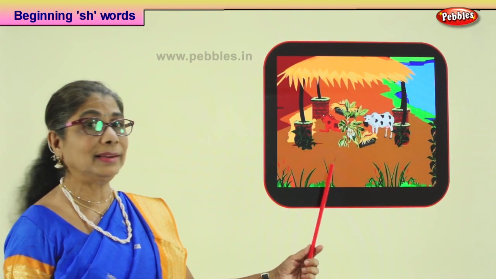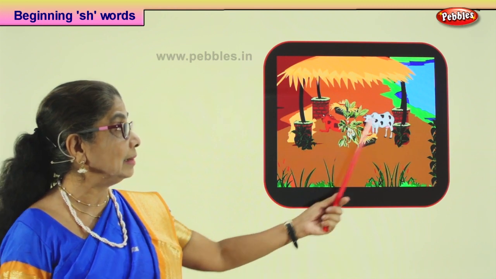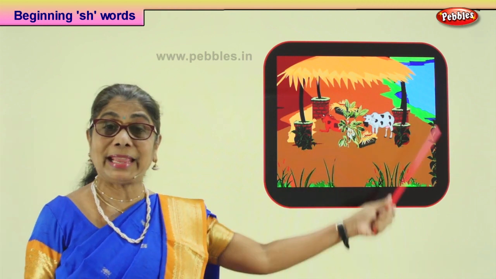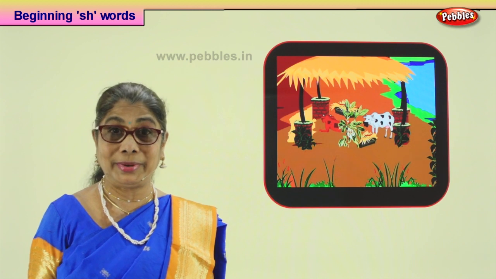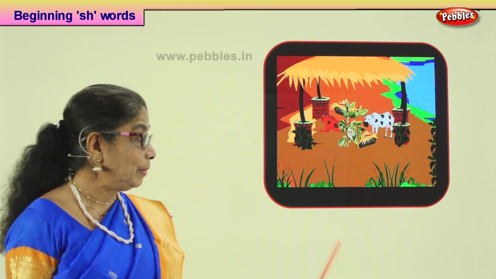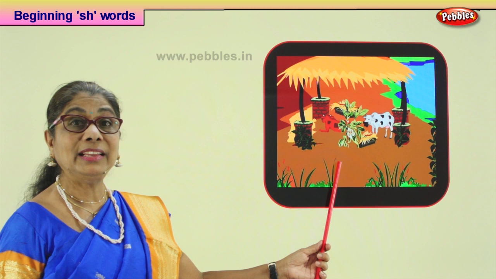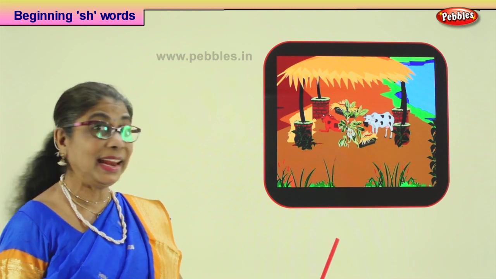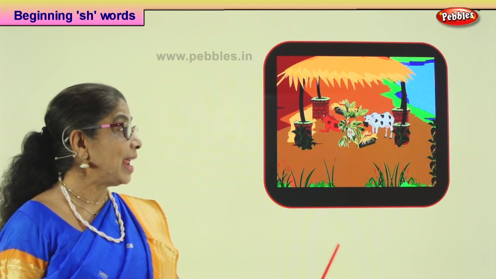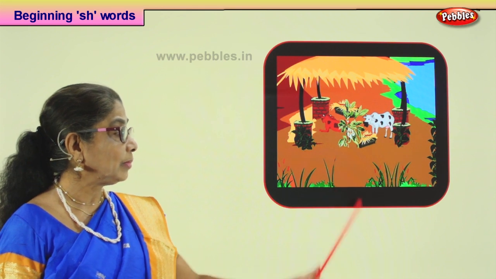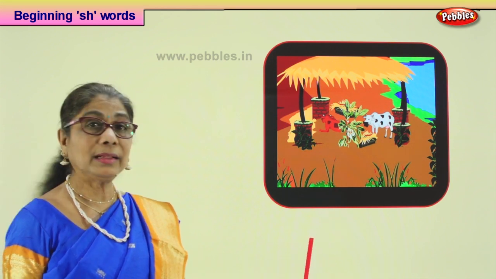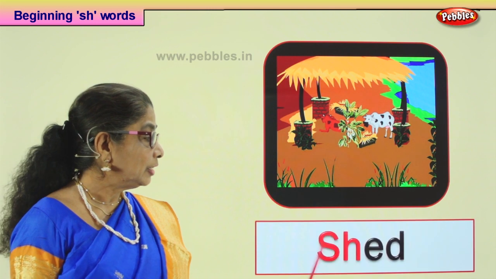Our next picture, shall we look at? What do we see here? We see animals here and all their domestic animals. Where are they kept? Good. They're kept in the shed. So this is a shed. What is it? Shed. Look at our word. Let's look at our word. Shed.